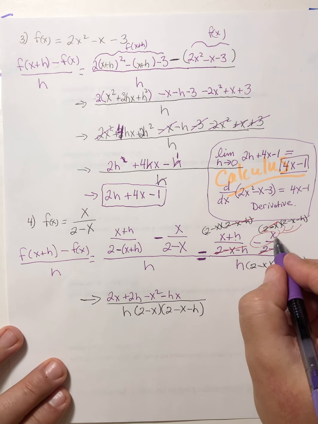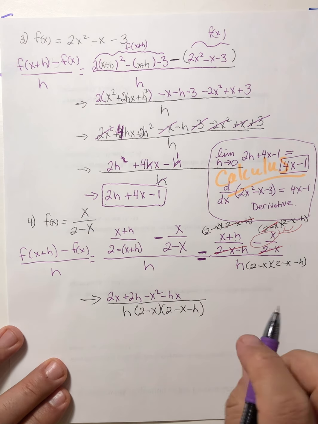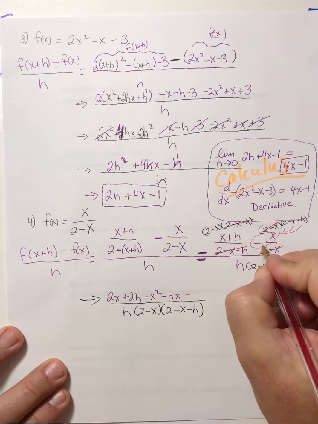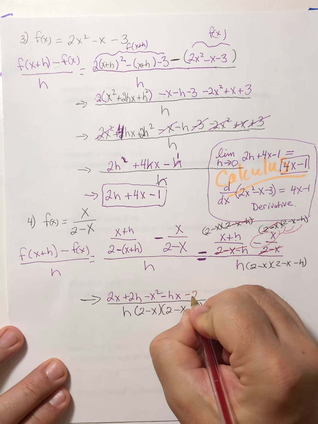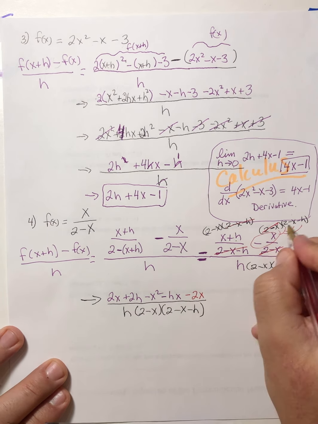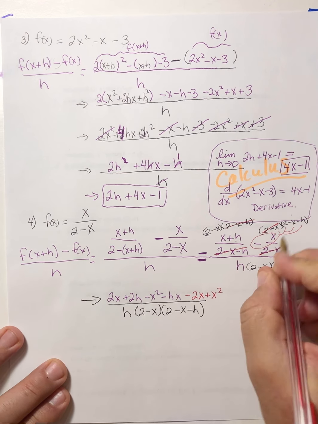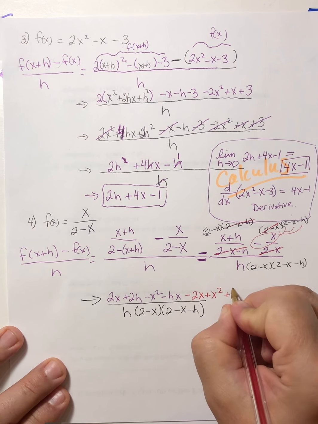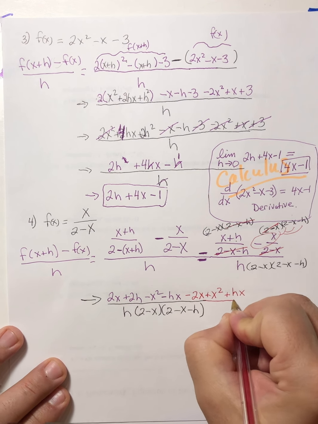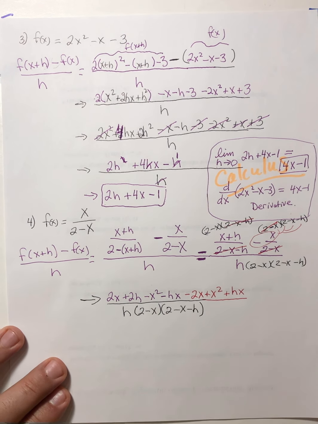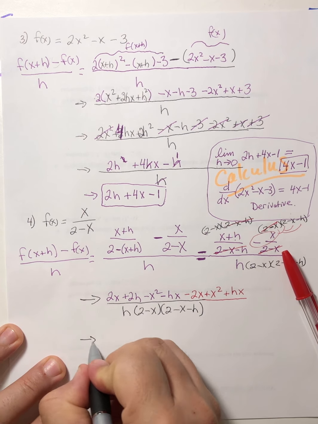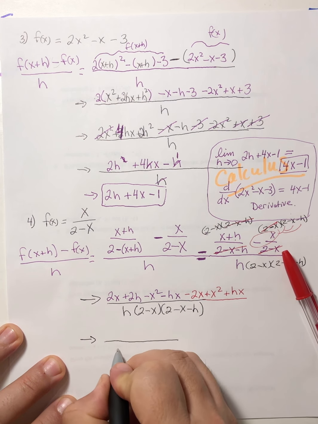Now I'm going to distribute negative x to all of those. So I have negative 2x, positive x squared, and then negative x times negative h is a positive hx. Okay? Now I'm going to collect my likes. The denominator we left alone.